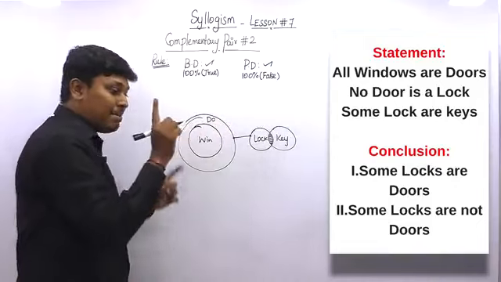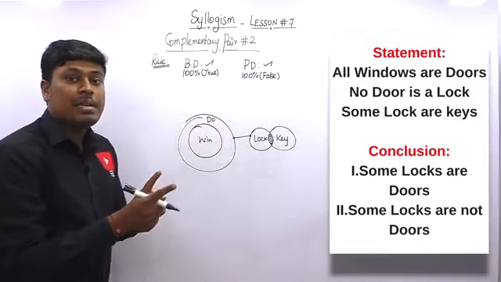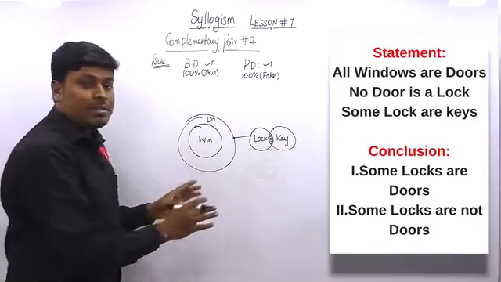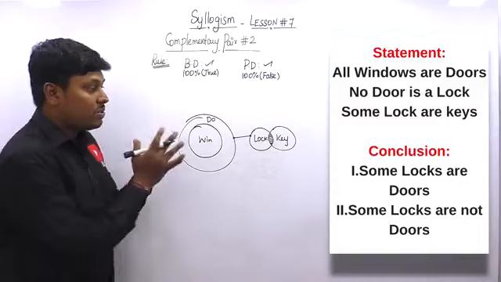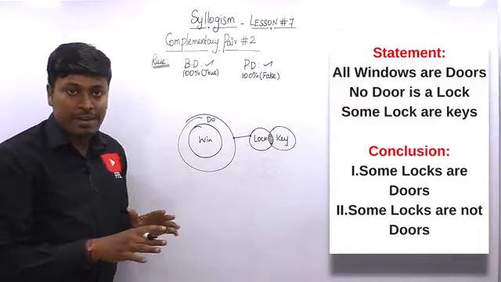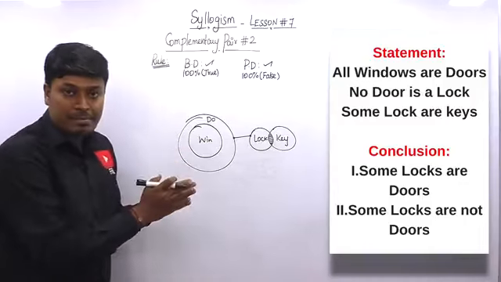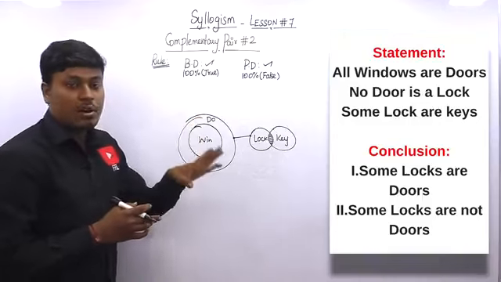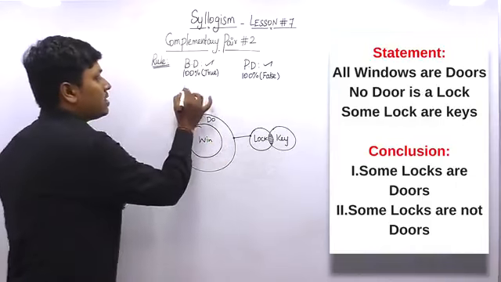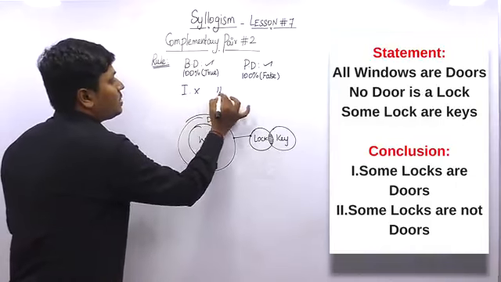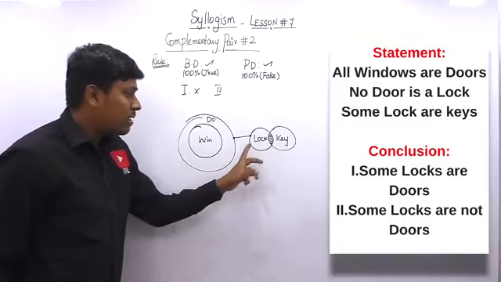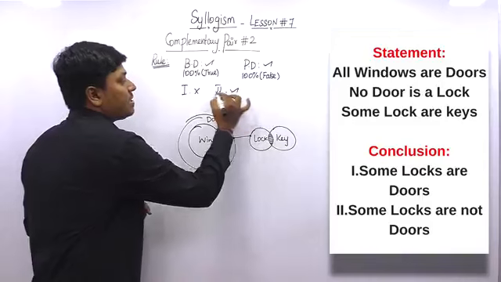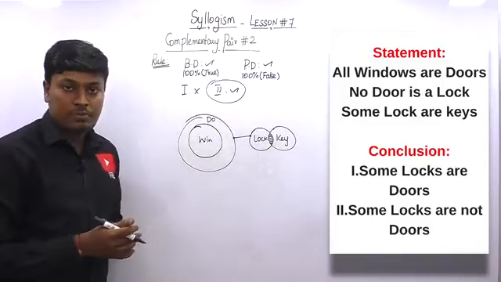So what I told you is, in the basic diagram it should be true, in the possible diagram it should be false. But in the basic diagram it is true, and in all the possible diagrams also it is true. So we should not say the conclusions are a complementary pair. We need to check conclusion number 1 separately and conclusion number 2 separately. Conclusion number 1, some locks are door, is wrong. Conclusion number 2, some locks are not door, this region is not door, is correct. So the answer for question number 5, conclusion 2 alone follows.